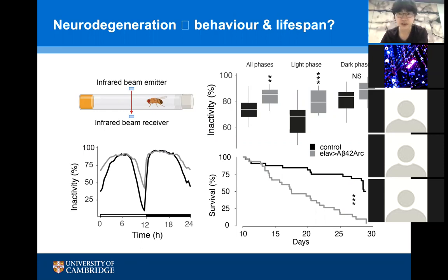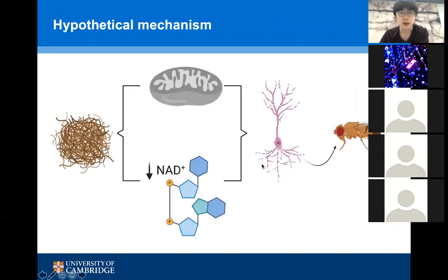So I'm quite confident now that this fly model of Alzheimer's disease overexpressing A beta is a fairly good model of Alzheimer's disease in humans. And without any surprises, flies overexpressing toxic amyloid beta also have a shorter lifespan as a result.